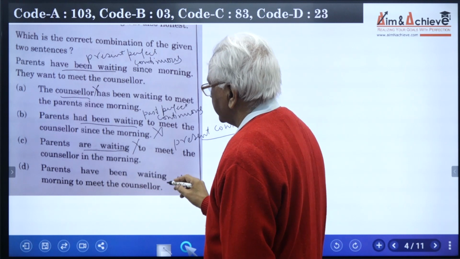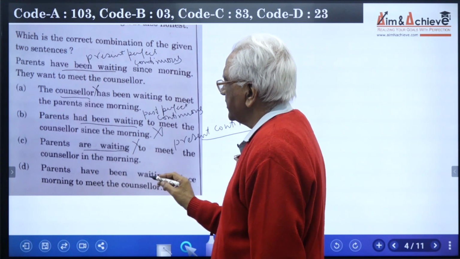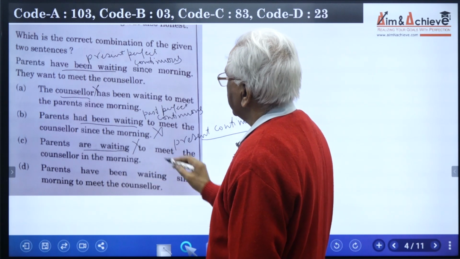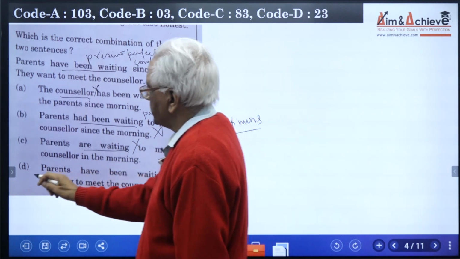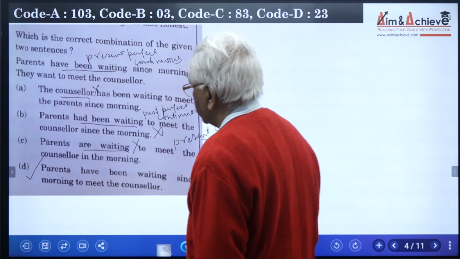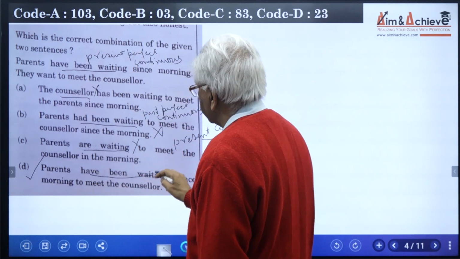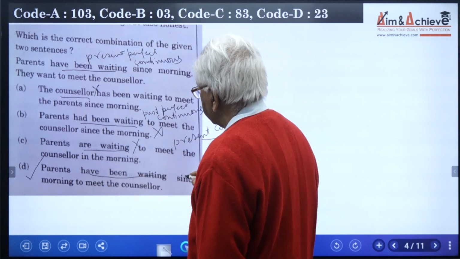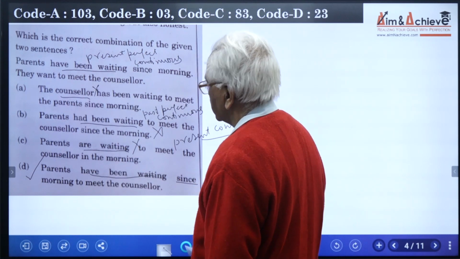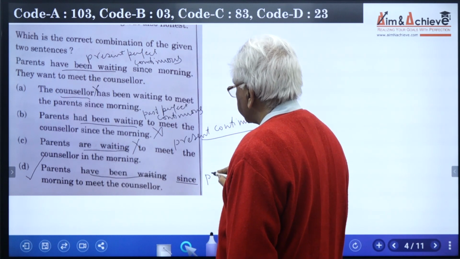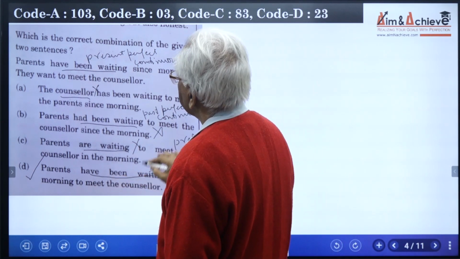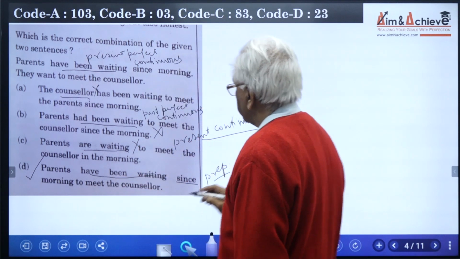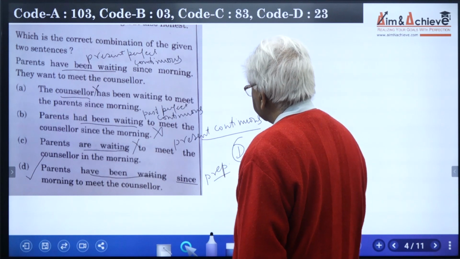Parents have been waiting since morning to meet the counselor. So this is clearly right. In any case, the first three options are wrong. That means option D is right. Have been waiting is present perfect continuous. Since morning. Since when are they waiting? Since morning. So since here is a preposition. To meet the counselor. So that means the sentence is right. Option D is the correct answer.